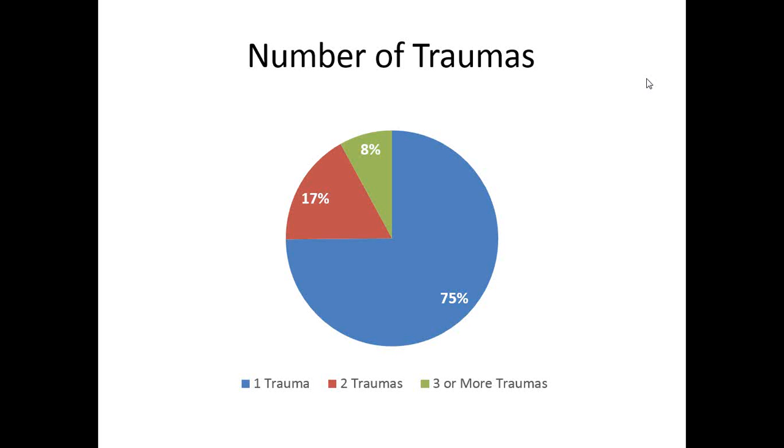But the majority of them only endorsed 1 trauma, like they only experienced physical abuse. That could have happened multiple times, but they only endorsed 1 type of trauma. So hopefully that makes sense. But for a quarter of these kids, you're talking about some really complex trauma issues.